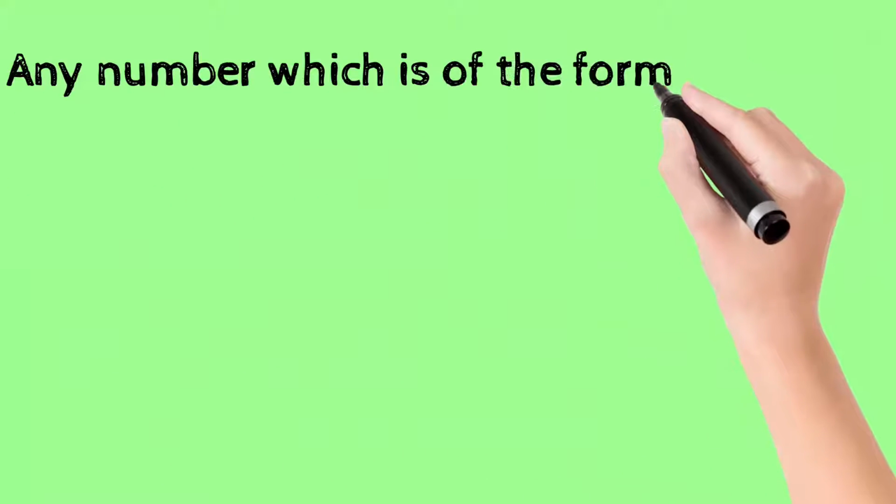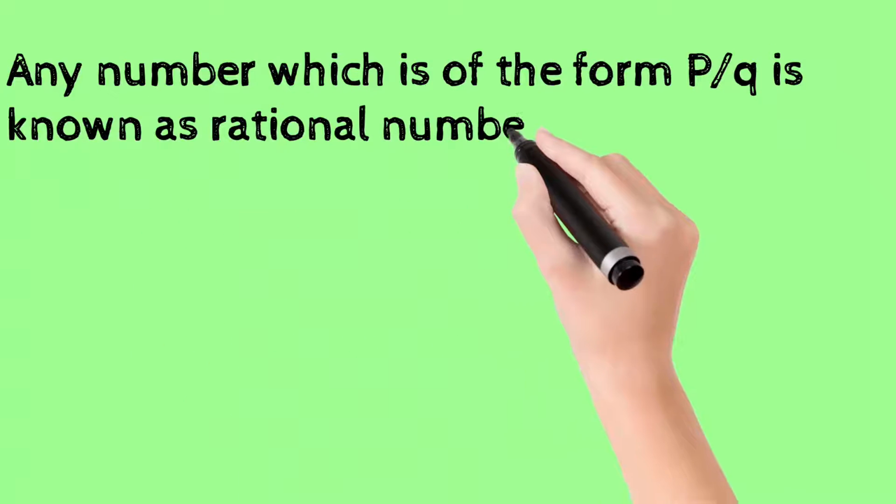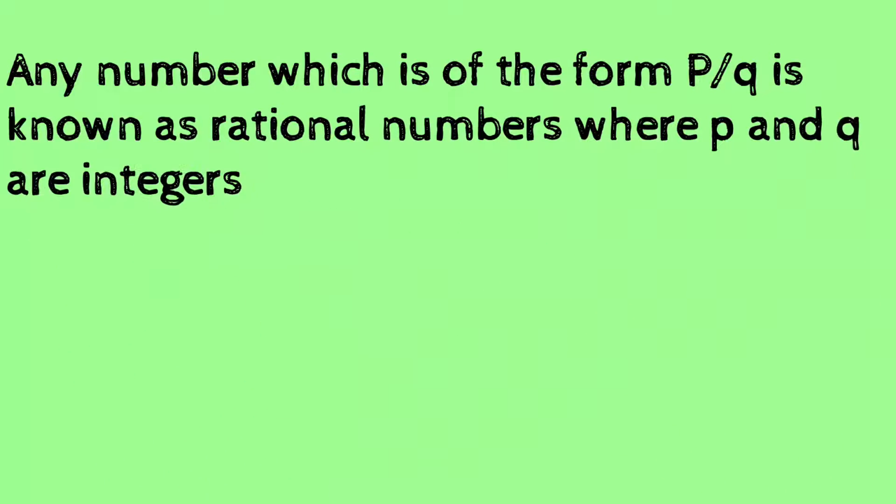So any number which is of the form p by q is known as a rational number, where p and q are integers. So p and q are supposed to be integers.